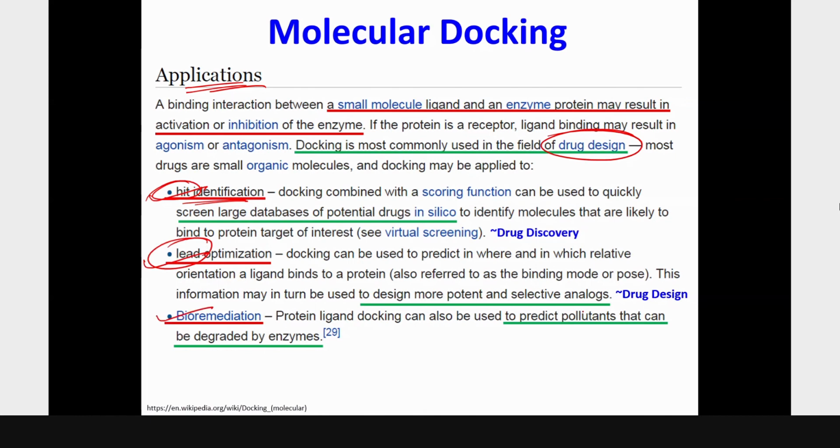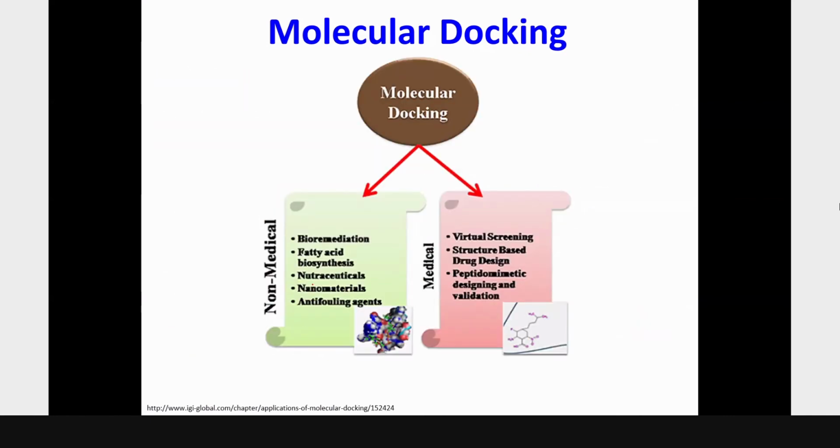Like if you want to predict some pollutants which are going to be bound to some enzymes, and how the pollutants can be degraded by something. In those kinds of studies also, molecular docking is useful. Even though these are not actually drug design studies, they are somewhat related to biological structures. Only when you utilize actual nanomaterials like graphene or carbon nanotubes can you say molecular docking is used for material design. Otherwise, most of the time it is related to pharmaceutical drug design.